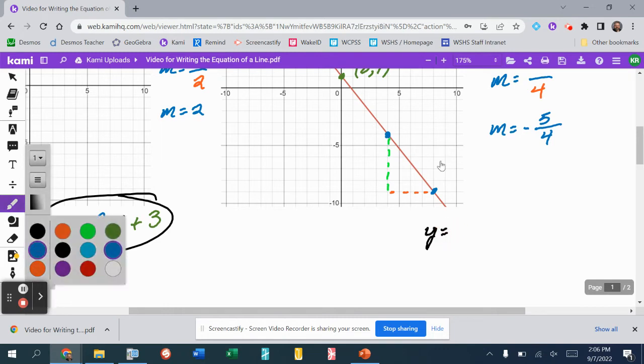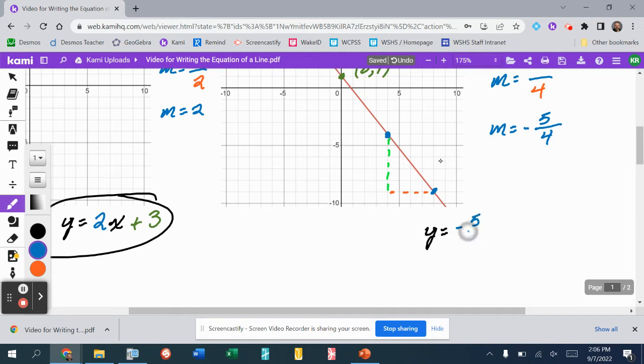So I have y equals, now I'm going to write my slope, negative 5/4. Then we have the x, because remember the x is not part of the slope. And then I have my y-intercept of plus 1. And there's the equation for that line.